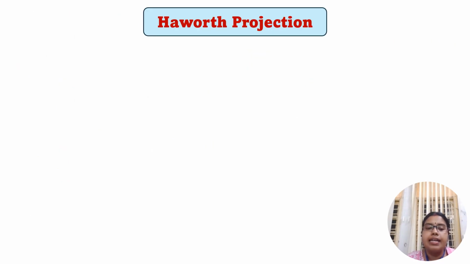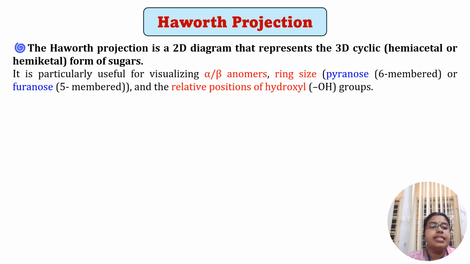Next, we will discuss the Haworth projection of the monosaccharide. First, what is the Haworth projection? The Haworth projection is a 2D diagram that represents the 3D cyclic forms of the sugar, either hemiacetal or hemiketal. It is particularly useful for visualizing the alpha and beta anomers and the ring size, that is the pyranose for the 6-member and furanose for the 5-member ring, and the relative position of the hydroxyl groups.